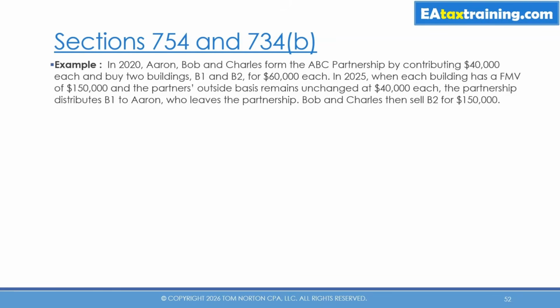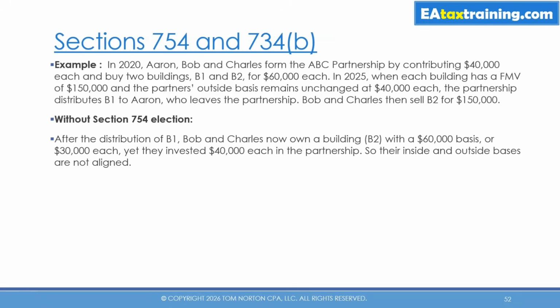In 2025, when each building has a fair market value of $150,000 and the partner's outside basis remains unchanged at $40,000 each, the partnership distributes B1, the first building, to Aaron, who leaves the partnership. Right after that, Bob and Charles then sell B2 for $150,000. So what happens? If they do not have a Section 754 election in place, here's the result.